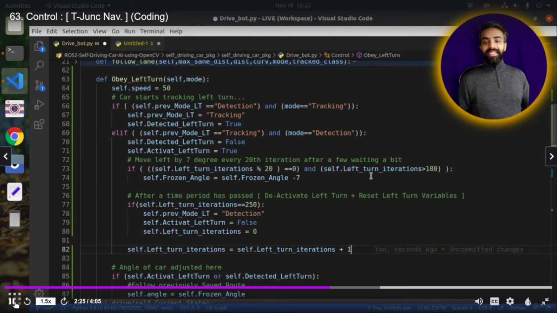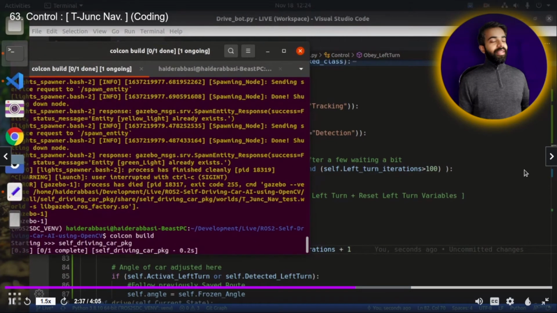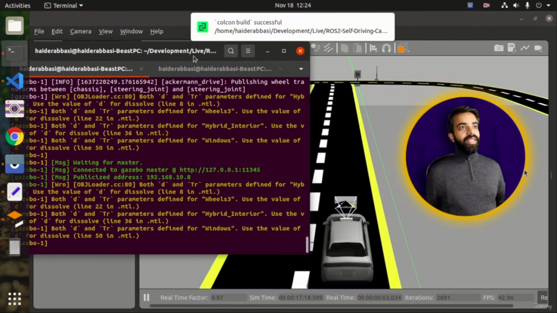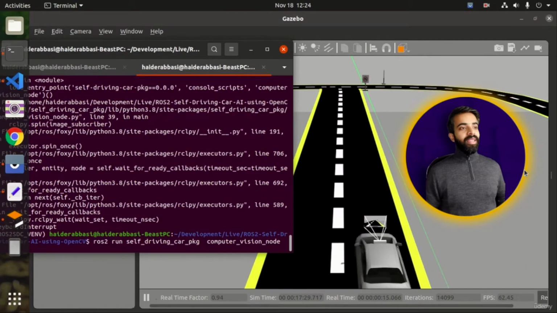Now we can simply build this project by saving it, moving inside the terminal, writing qualcomm build, running the simulation. This particular simulation is testing the T-junction navigation. As you can see, the car here is at the start of this road, where at the end we have the left turn, right here. Now, what we want to do is simply run the computer vision node. Now you will notice that the car starts to move.